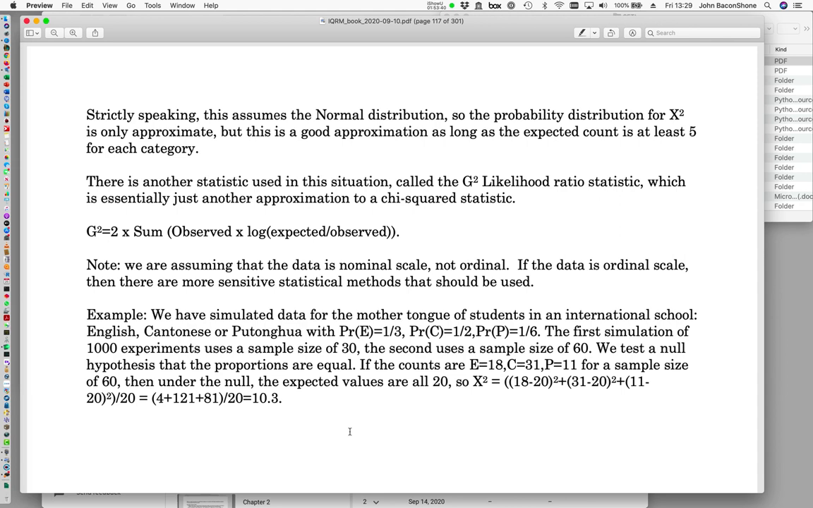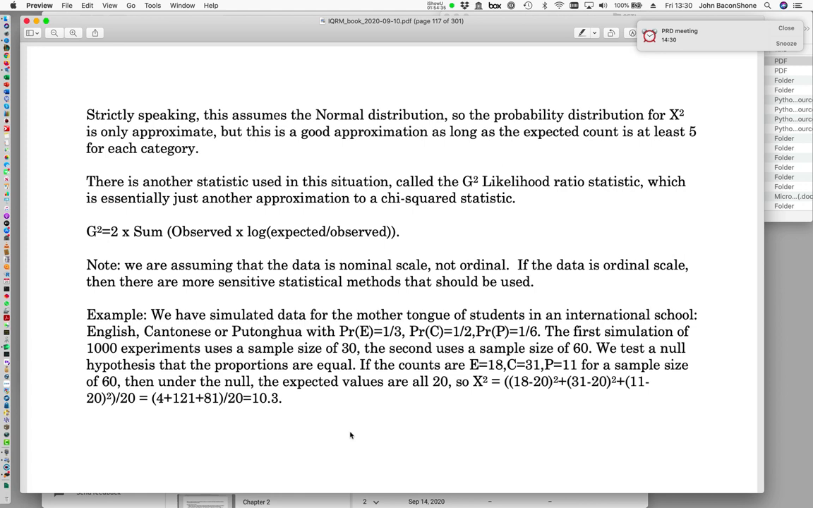So I'm going to show you some simulated experiments with 2 different sample sizes to illustrate how well we're able to detect this set of proportions against equal proportions. Equal proportions would of course mean 1/3, 1/3, 1/3 for English, Cantonese and Putonghua. So our null hypothesis is going to be 1/3, 1/3, 1/3. I know in this case the null is false. So am I able to detect that the null is false with sample sizes of 30 and 60? And I'm going to do 1,000 simulations so we get a pretty accurate picture of what the power of our test is in these 2 situations. Okay?